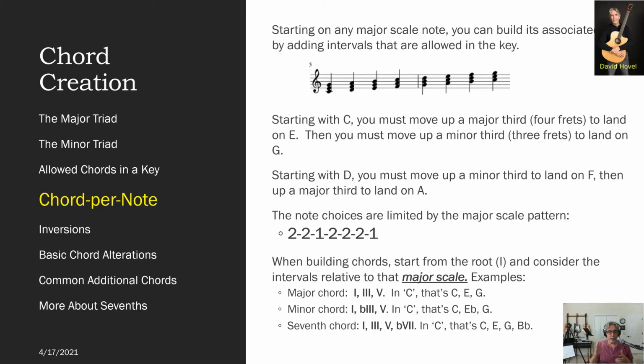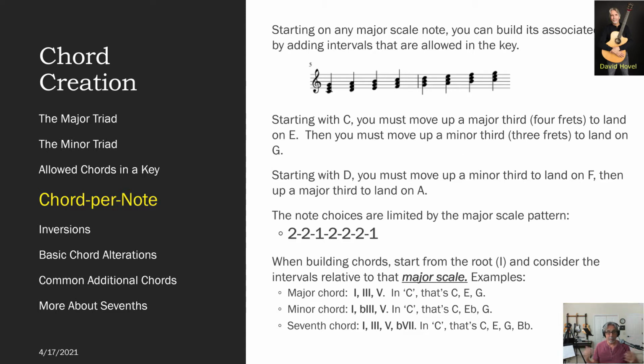But you're limited in what you can do here because the fundamental definitions of the basic triads are major triad, minor triad. Major triad is a major third interval followed by a minor third interval. That is to say 4 frets followed by 3 frets. Minor is 3 frets followed by 4 frets. When you're building chords, you need to think about the intervals that are involved. And I like to think of them in Roman numerals.